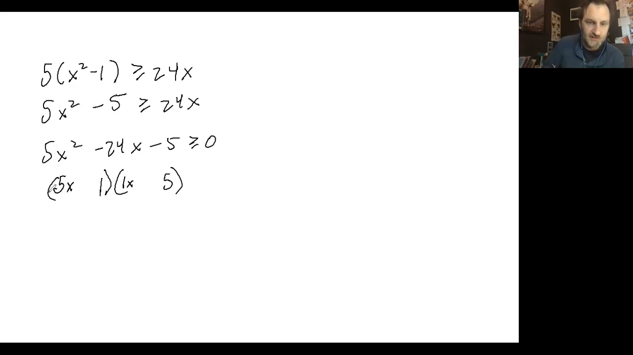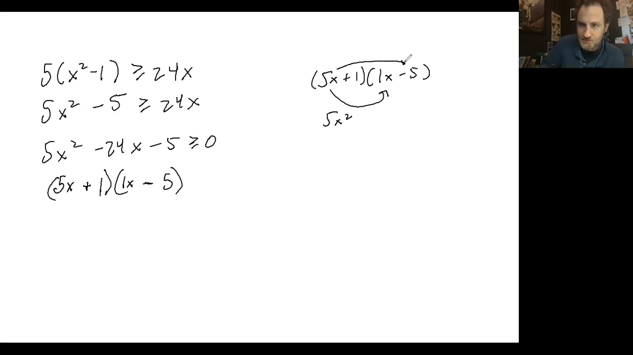So then I have 25x and 1x. To make negative 24, I need that to be negative and this to be positive. Okay, just to check, 5x plus 1, 1x minus 5. I got my 5x squared. I got my negative 25x. I got my 1x minus 25x plus 1x minus 5. Okay, I'm in good shape.